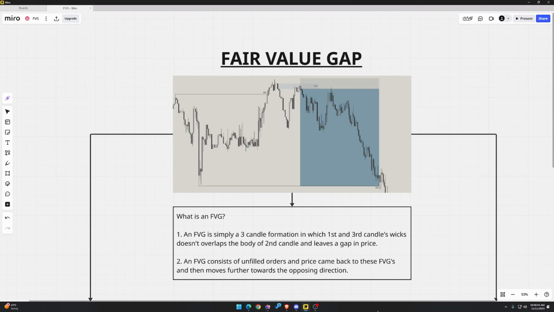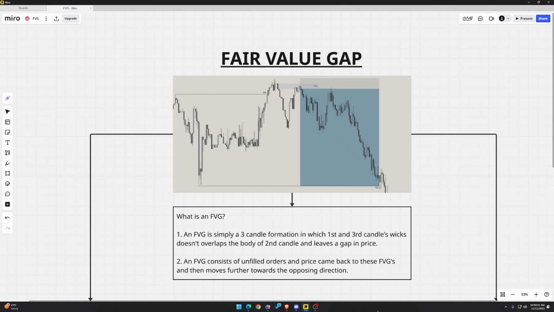A fair value gap, or FVG, is a three-candle formation where the wicks of the first and third candles don't overlap the body of the middle candle, and that creates a gap in price. Now, what does that actually mean? It simply means there's an imbalance in the market. Price moved so fast that it left behind unfilled orders, and sooner or later, the market usually comes back to that gap to fill them before continuing in its direction. So, in simple words, these gaps are areas where the market still has business to finish.